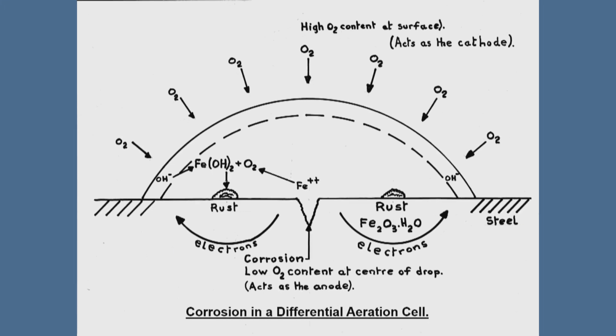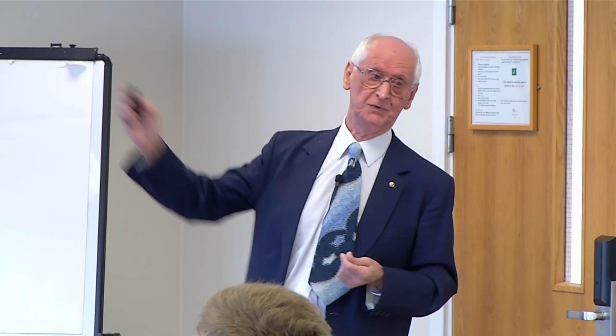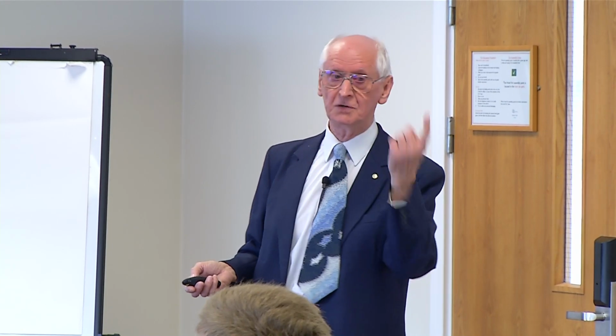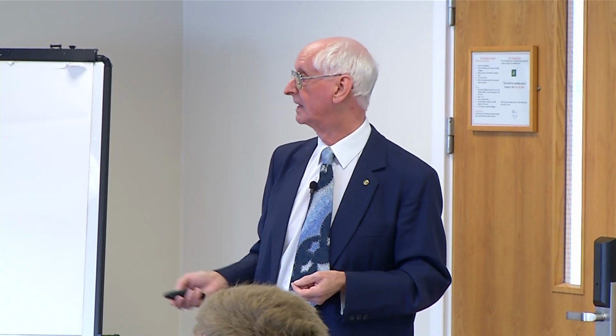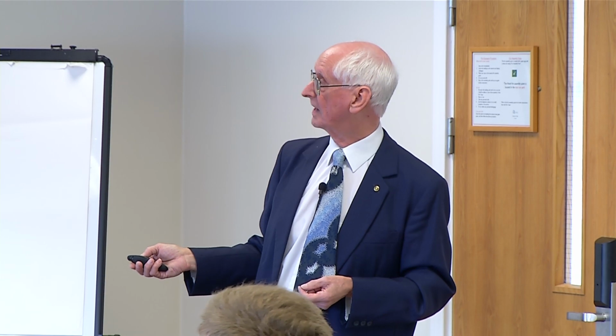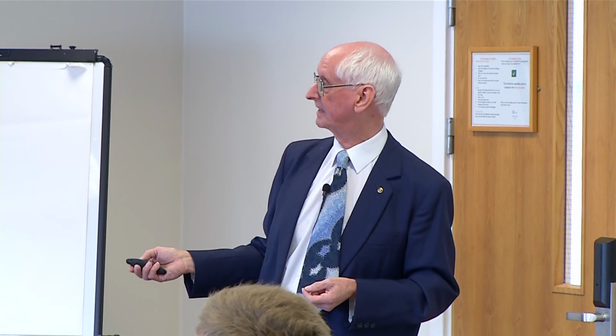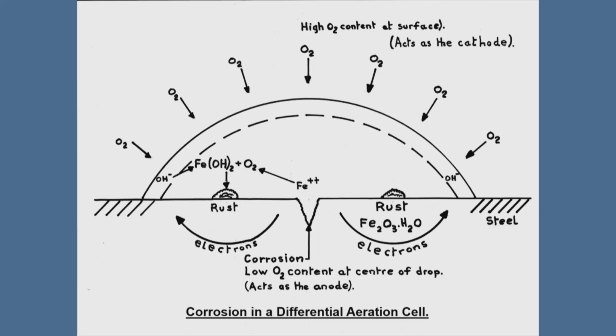Fe2O3.H2O, where the electrons move from one part to the other, and you'll get a corrosion pit, like I showed you in those little washers about 2 or 3 slides ago. And you only need 1 drop of water to make that happen. Because of that reaction, you get a low oxygen content in the center of this drop of water, which acts as the anode. And then the high oxygen content at the surface acts as the cathode, and that drives the different potential and enables the steel to corrode.